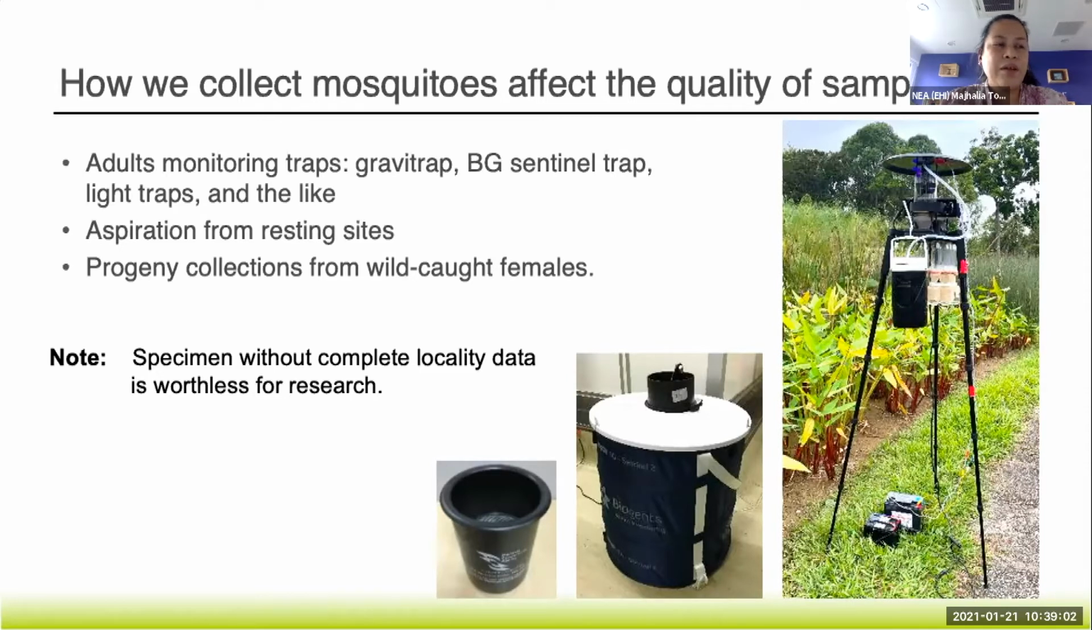Yes, we have shared an identification key for mosquitoes related to dengue transmission in the OneDrive. Yes, it is already posted.